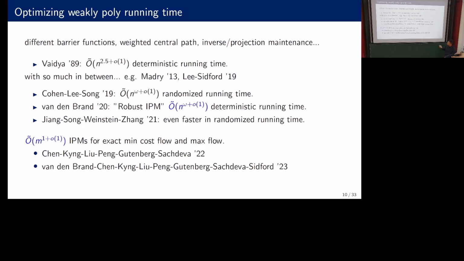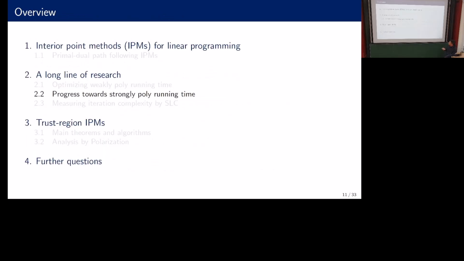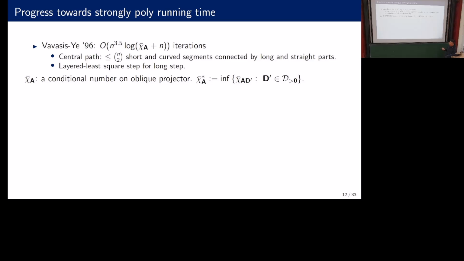So this was first developed in 2022 and then got derandomized by van den Brand and more or less the same authors, which gives the current best running time algorithm for these two combinatorial problems. And then in the other direction is making progress towards a strongly polynomial time algorithm for LP.